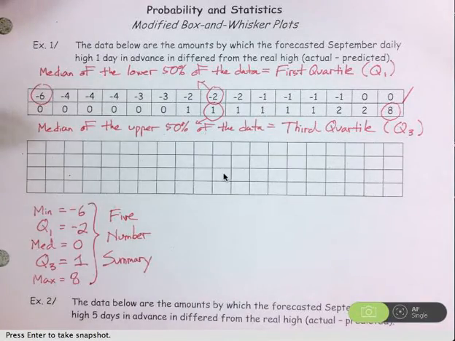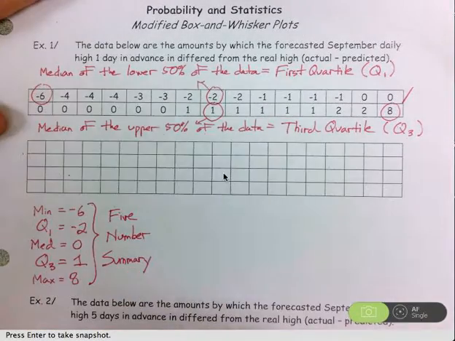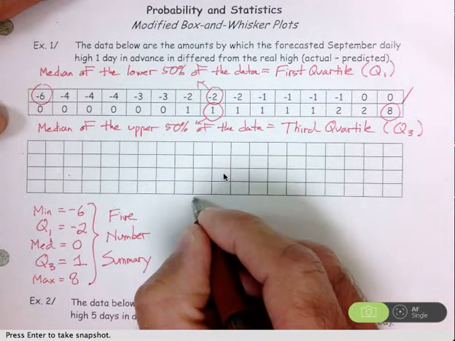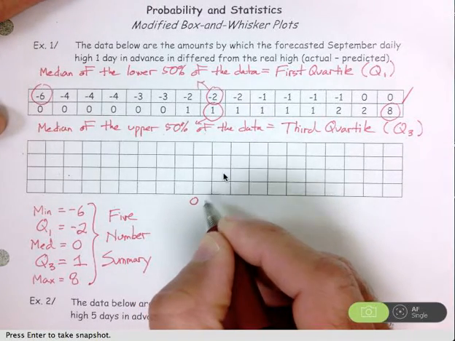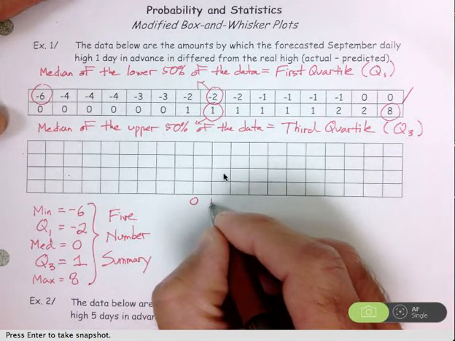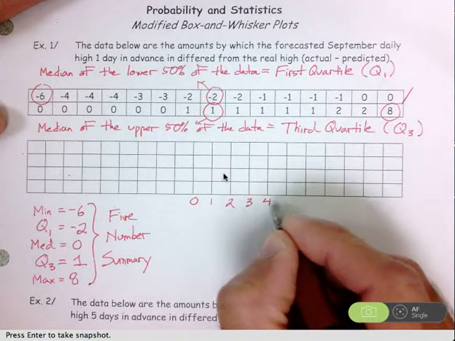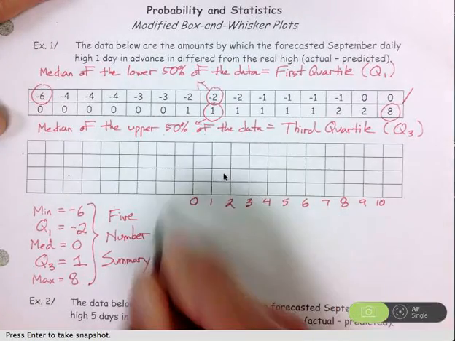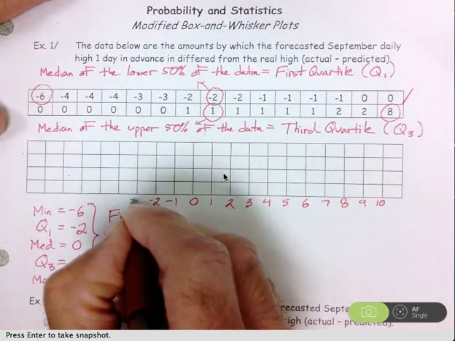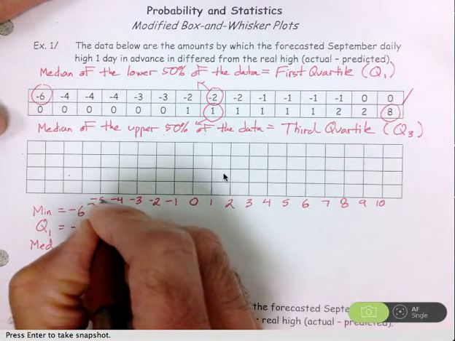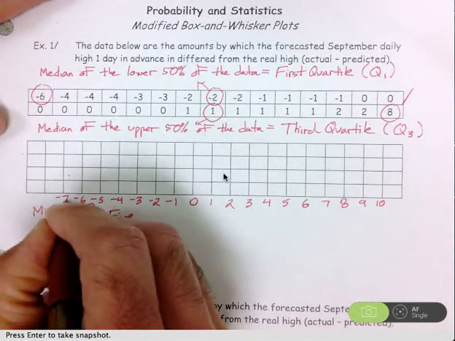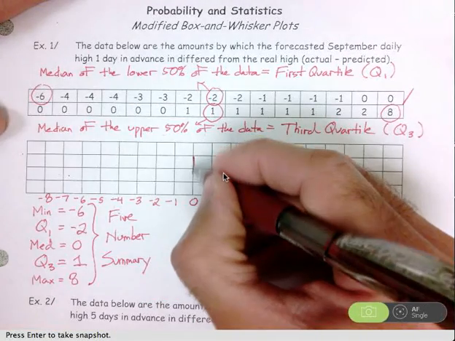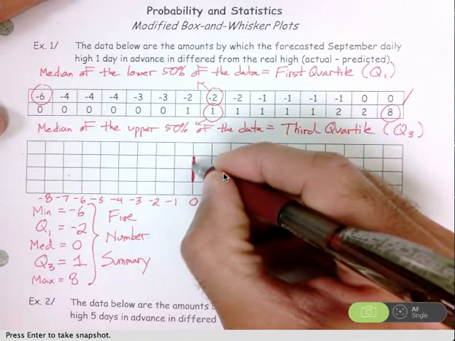The first thing we're going to do is decide where 0 is going to be. Since 0 is the median, we'll put it in the middle here. Then we'll count up by 1 unit: 1, 2, 3, 4, 5, 6, 7, 8, 9 and 10, and we'll go backwards: -1, -2, -3, -4, -5, -6, -7, -8. There we go. So the median is at 0, and I'm going to put a vertical bar there at the median, 0.